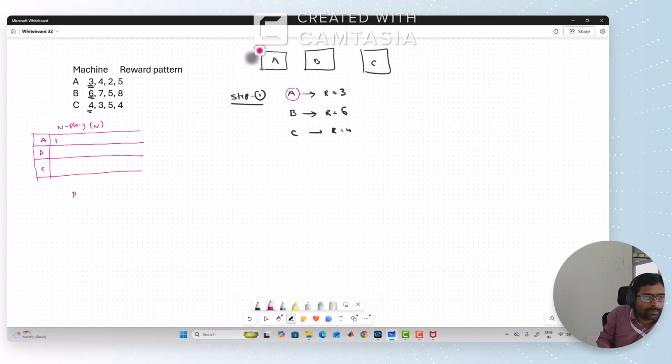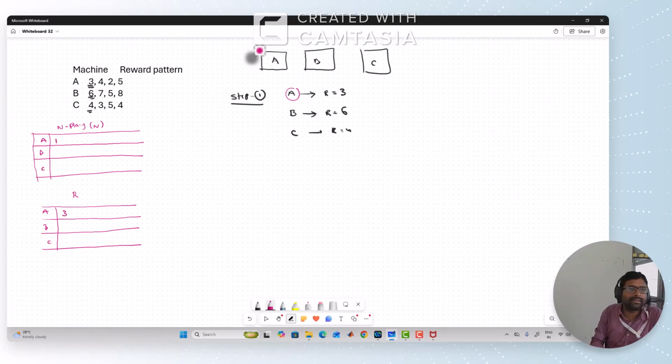Similarly, you have to update the reward table also. In the reward table we have 3 rows because we have 3 machines: first row machine A, second row machine B, third row machine C. When A participated for the first time, the reward we are getting is 3. Later the employee went to machine B and played, and the reward is 6 rupee. So for machine B, this is the first time, so keep 1 here, and the reward is 6. Later he went to machine C and played. C participated for the first time, so it is 1, and the corresponding reward is 4. That's over.